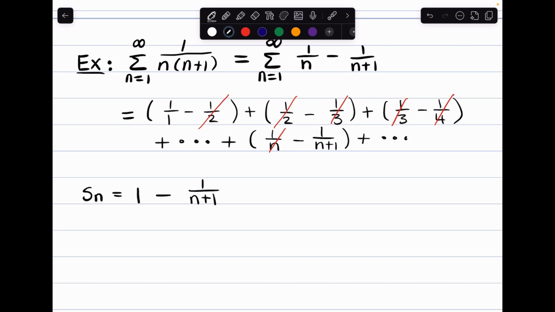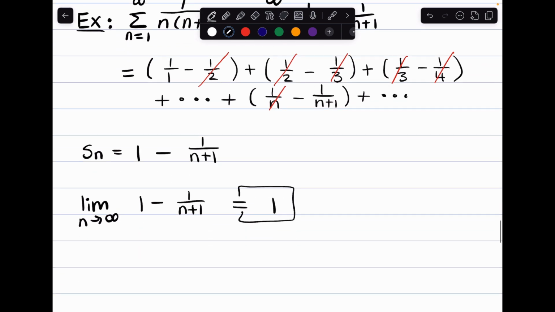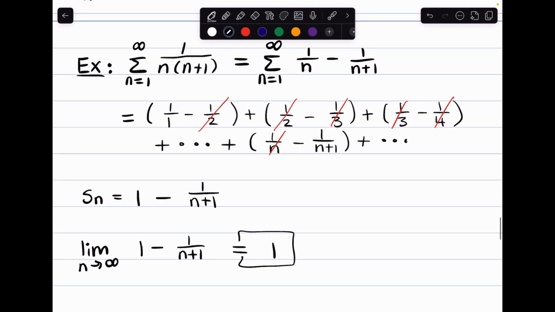Well, now we have this partial sum written out, and we can take a limit as n goes to infinity of 1 minus 1 over n plus 1. And we end up getting that this is 1, the same answer that we got before, just using a different method, seeing this as a telescoping sum instead of looking at the s sub 1, s sub 2, s sub 3, and coming up with a general formula for s sub n.